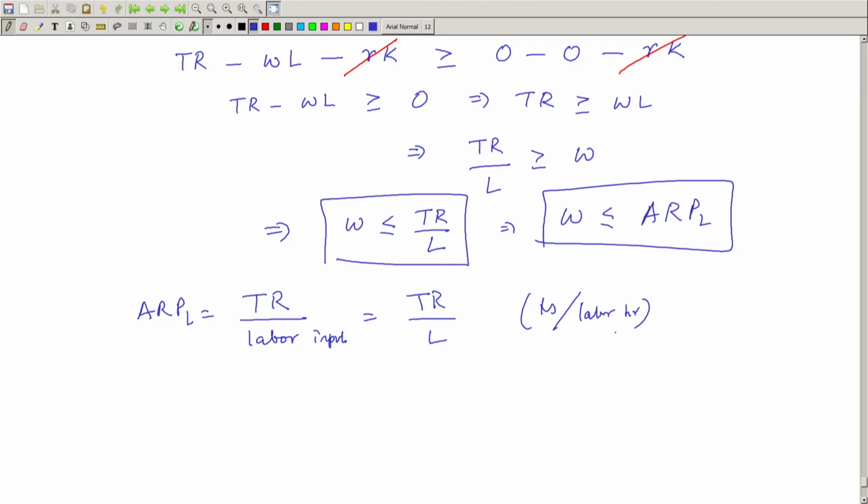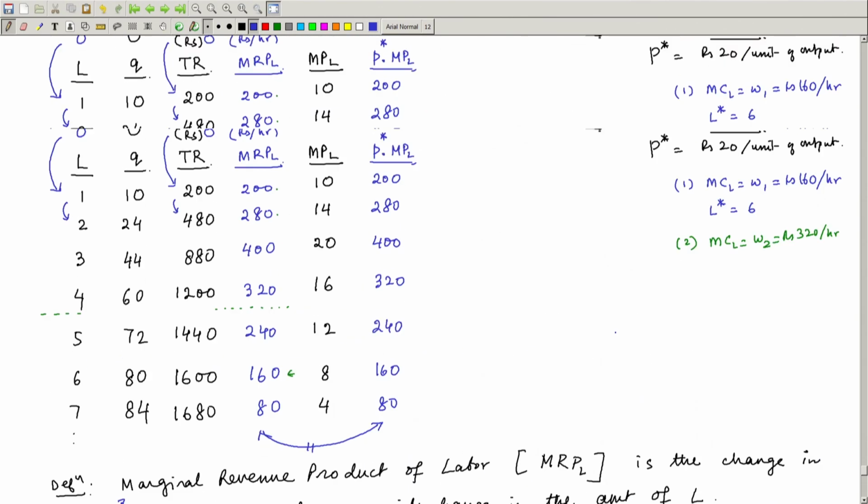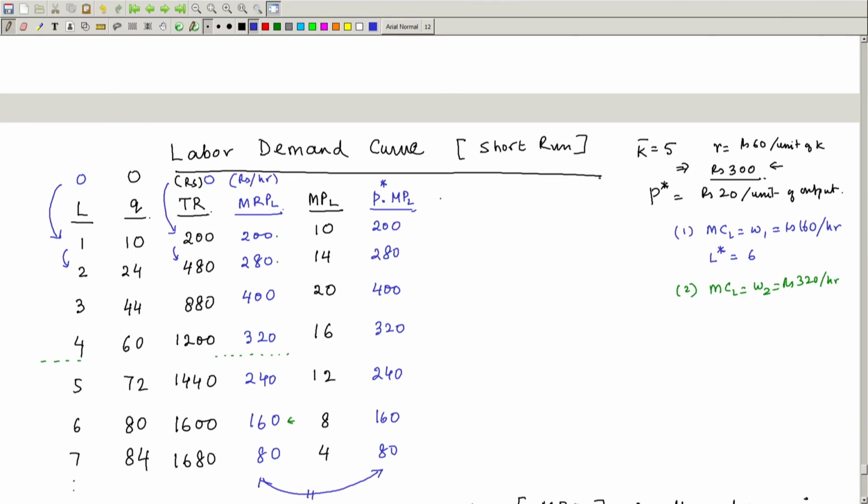Now, before I proceed to the next steps, what I would urge all of you to do is create a column where I have average revenue product of labor. This is the total revenue divided by the labor input. So, essentially I have the total revenue of 200 from one labor hour. So, 200 divided by 1 is 200. 2 labor hours are generating a revenue of 480. So, on an average each labor hour is generating 480 divided by 2, which is equal to 240.